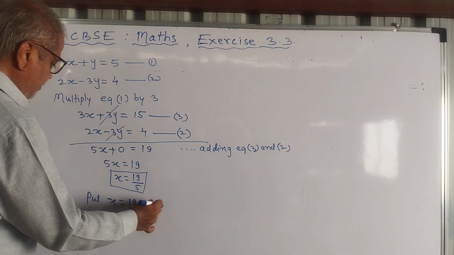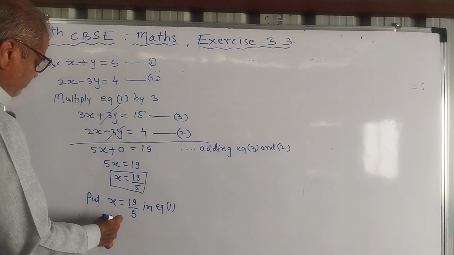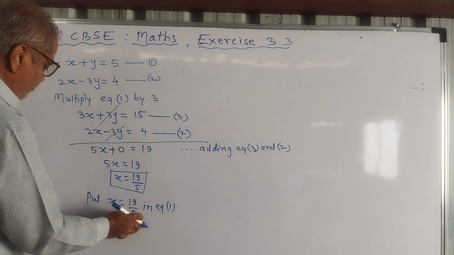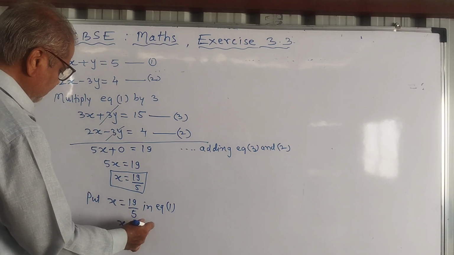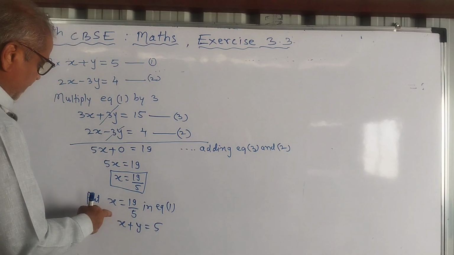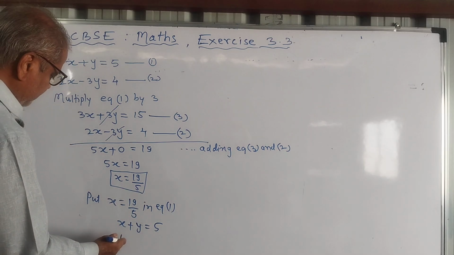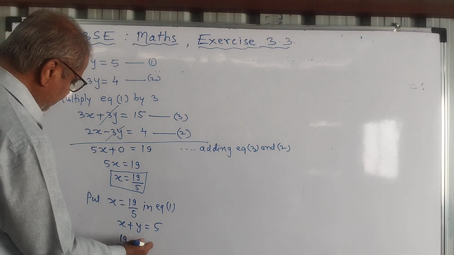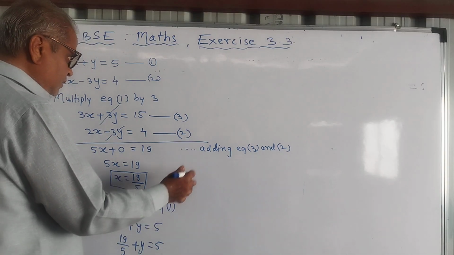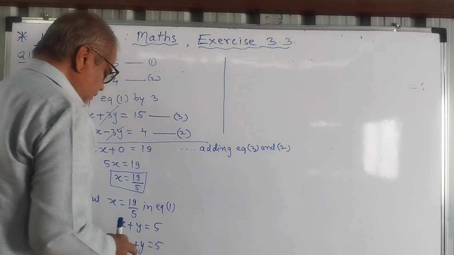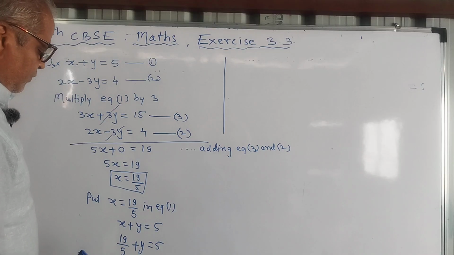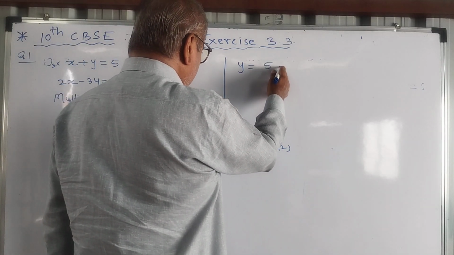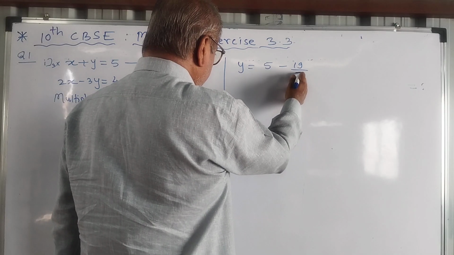in equation 1. What is equation 1? x plus y is equals to 5. So x is nothing but 19 upon 5. So 19 upon 5 plus y is equals to 5. Now transfer 19 upon 5 to RHS. So y is equals to 5 minus 19 upon 5.